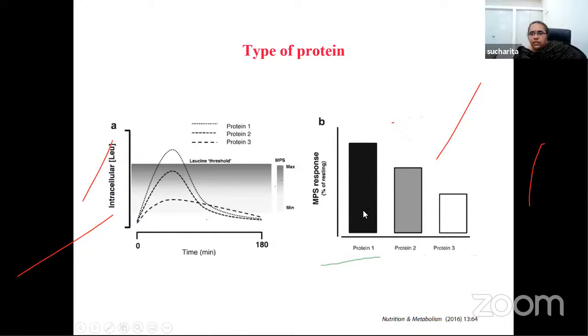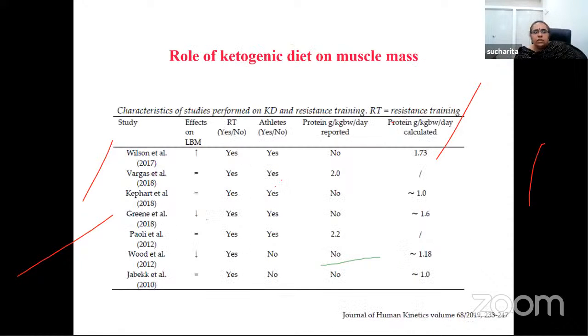And it was shown that a protein which has more leucine had more muscle protein synthesis response, indicating that following exercise, if you do give a good quality protein, the amount of muscle protein synthesis improves, indicating that the selection of the right kind of protein is also important.